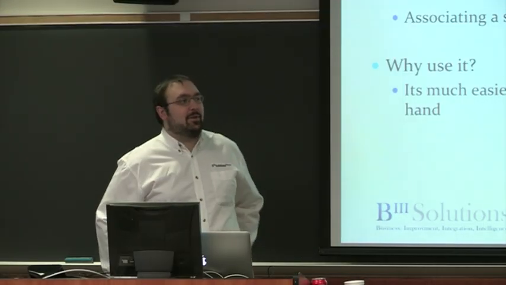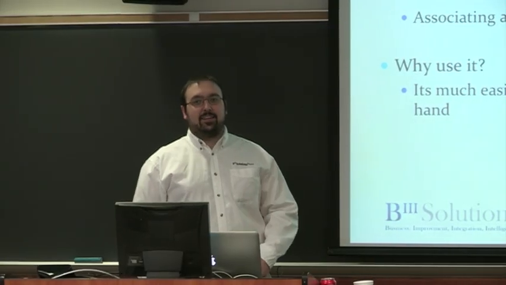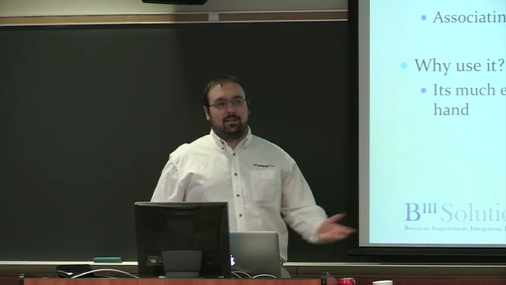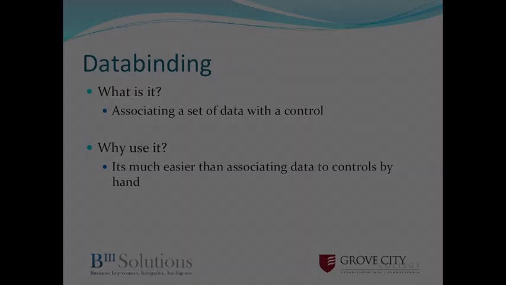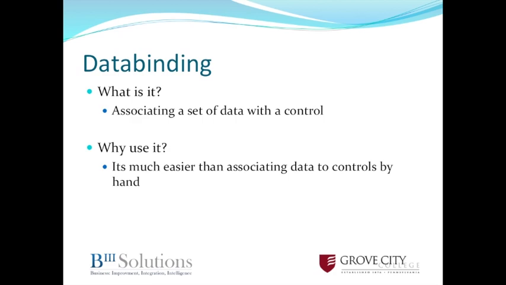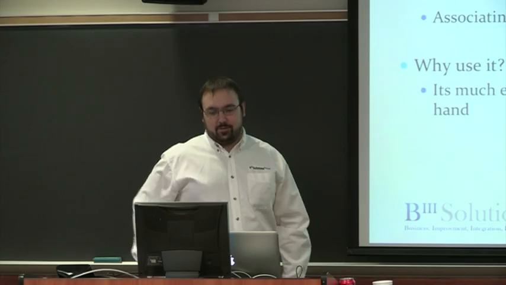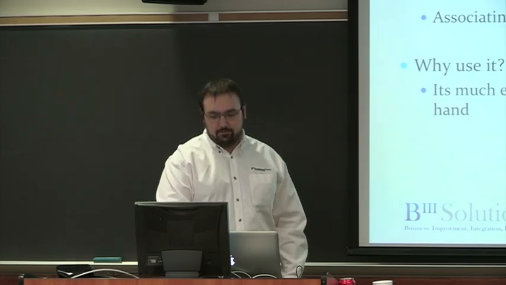First off, what is data binding? It's basically once you have some kind of data object, associating it with a control so that that control can display it in a proper manner. We use data binding because it makes getting data on a page and usable much faster and much easier to maintain. You'll see some examples of that in a few slides ahead.